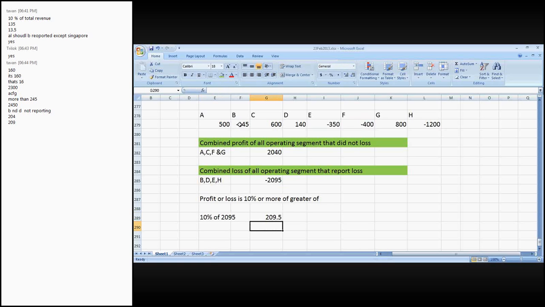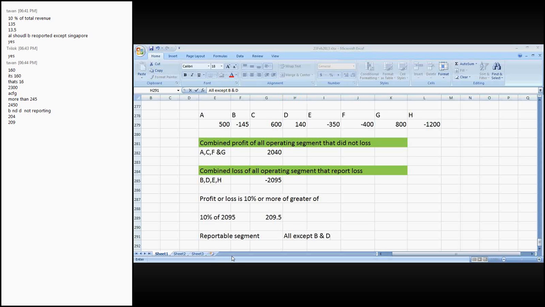So, which all are operating segments? Reportable segments? All except B and D. All except B and D. B is reporting loss and D is reporting profit, but even then it will not be a reportable segment. So I hope it is clear now.